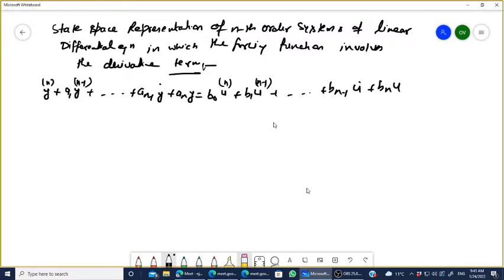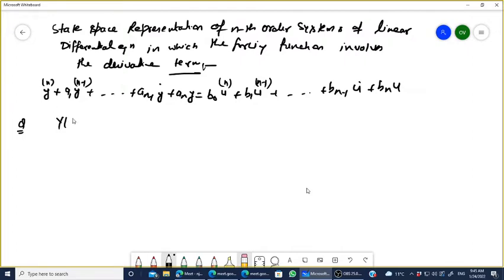So if such type of problem comes up, how will you solve it? We have already derived the derivation for such type of problem. So today I'm taking just one example. You can see the previous video, the previous derivation, for reference.